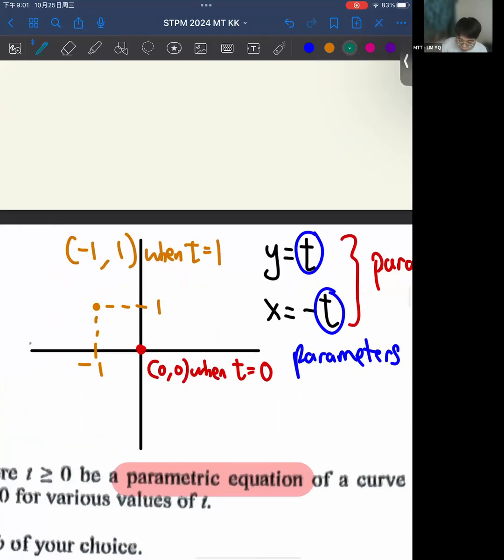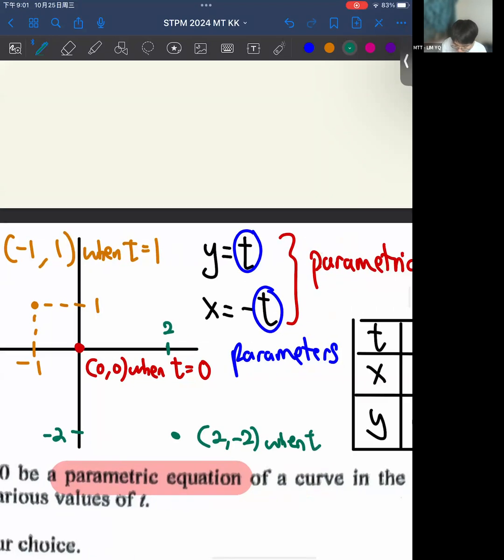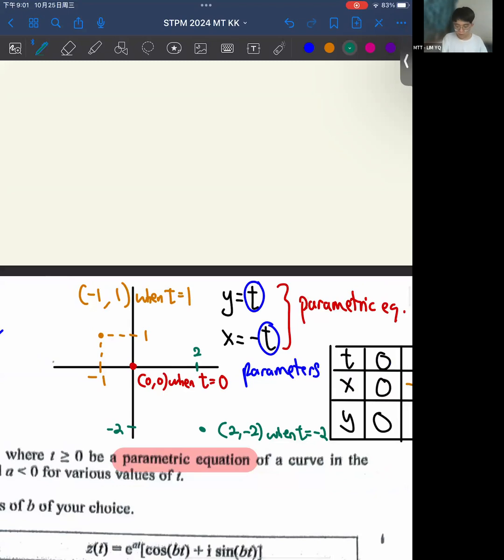So where is it? 2, negative 2. Here, 2, here, negative 2. You plot a point here. So this is the point when t equals negative 2, like this. What does it look like? If you continue to plot all the points, you will finally observe that all the points will lie on the line, like this. If you continue to plot all the points, it will become like this.